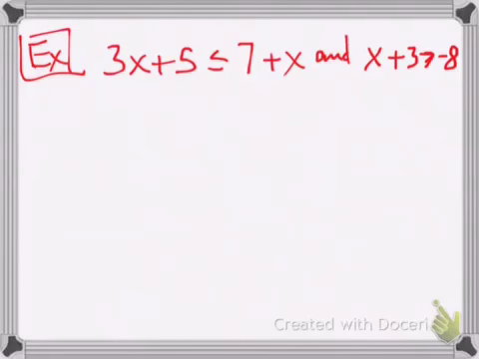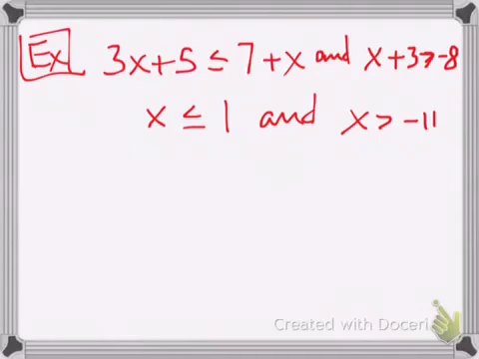3x + 5 is less than or equal to 7 + x, and x + 3 is greater than negative 8. Now, we've already solved these. We don't need to do that again. What was the solution to the left? x is less than or equal to 1. And on the right, it was x is greater than negative 11. But this is an "and" problem and not an "or" problem.